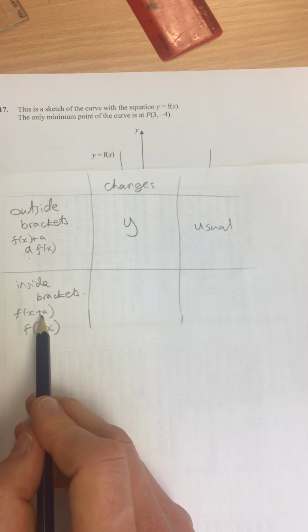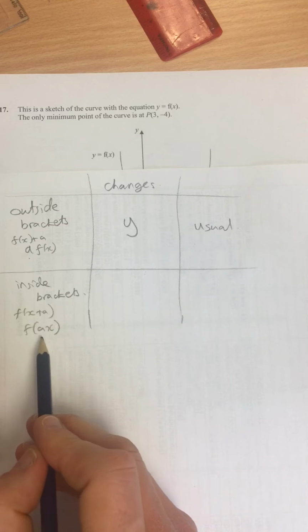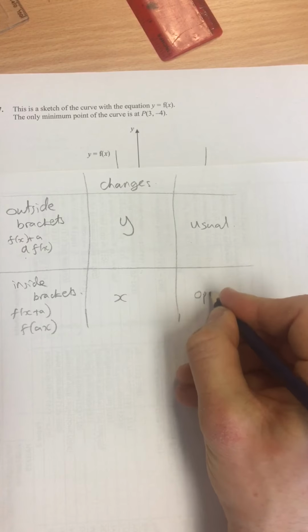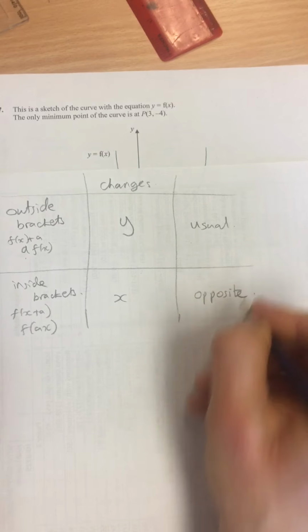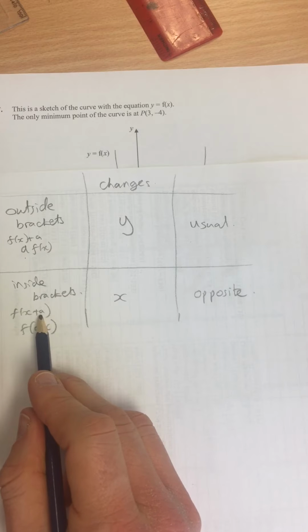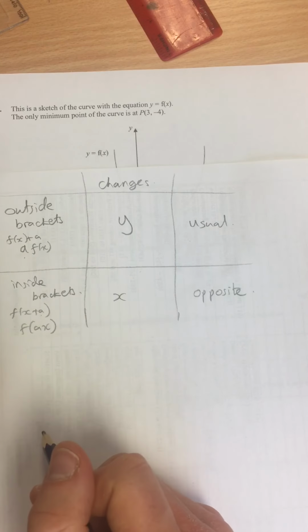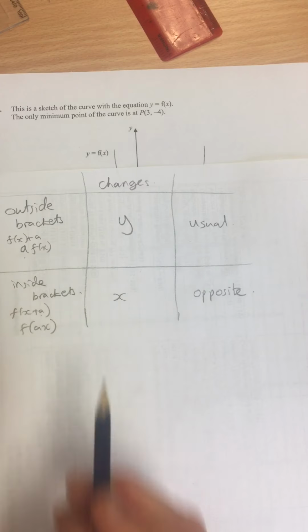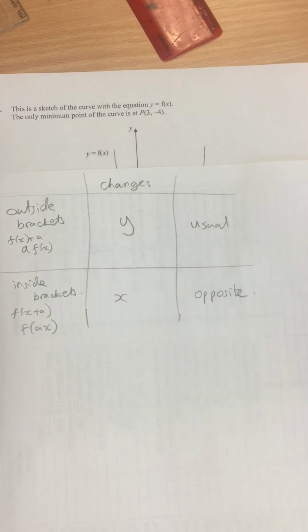If the change is inside the bracket, then it affects x and you do the opposite. So if it says plus a here, then you're going to subtract a from the x coordinate. If it says multiply by a here, then you're going to divide the x coordinate by a.